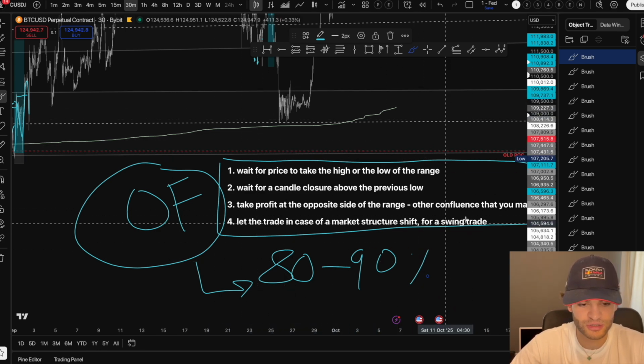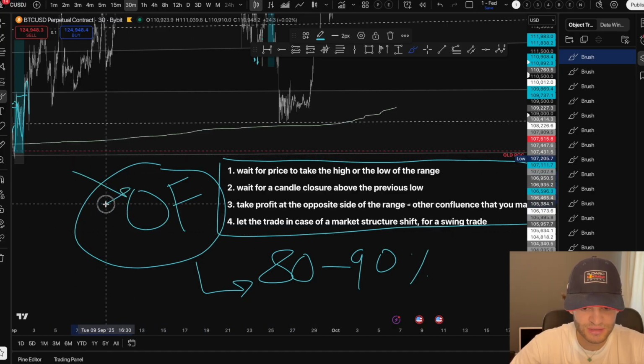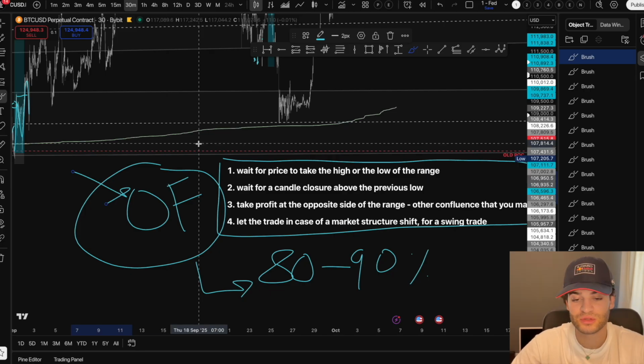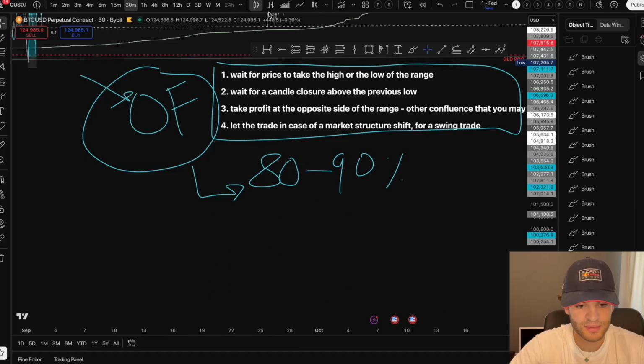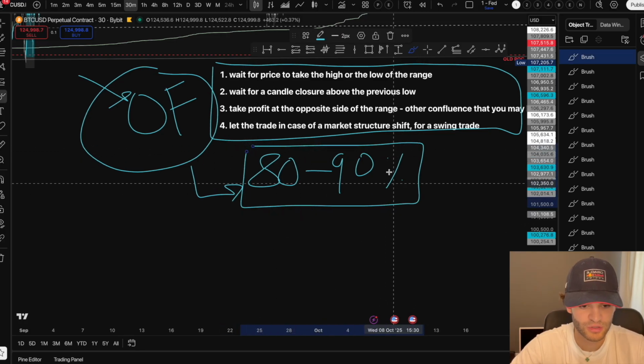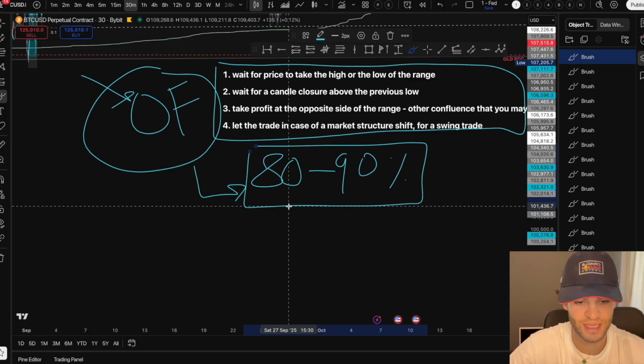This is still a really good method to have entries, but of course, if we mix it with order flow, you would see a crazy change in your win rate and in the way that you take your trades. Let me explain why this improves so much when we look at order flow, to an 80, 90% probability of working out, if you make the correct decision, that is.